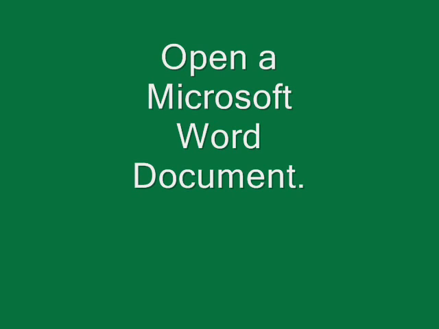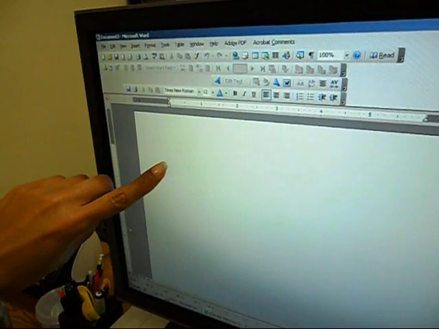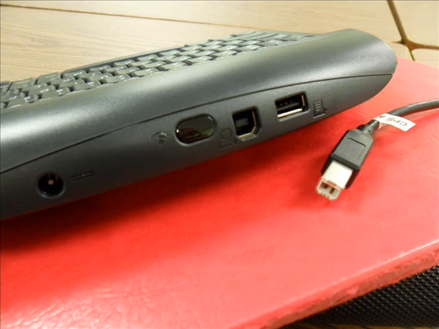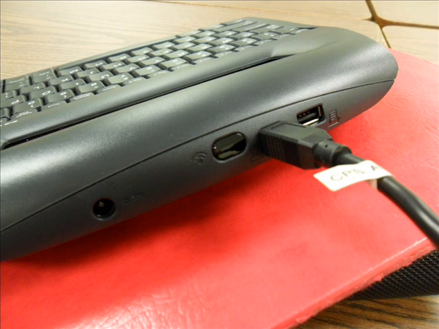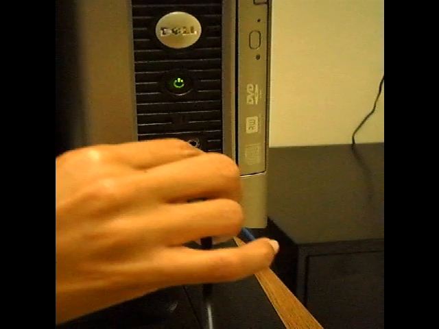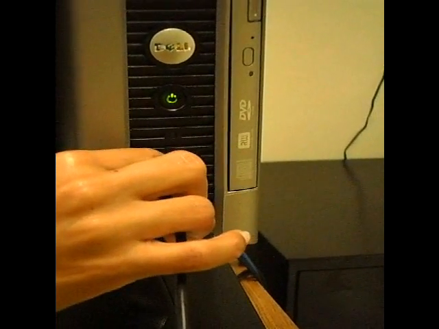First, open a Microsoft Word document on the computer. Look for the flashing cursor on the screen, and if you don't see one, then click anywhere in the document and the cursor will appear. With the Neo turned off, plug the smaller jack on the Neo cable into the Neo device, and also plug the USB jack on the Neo cable into the computer.